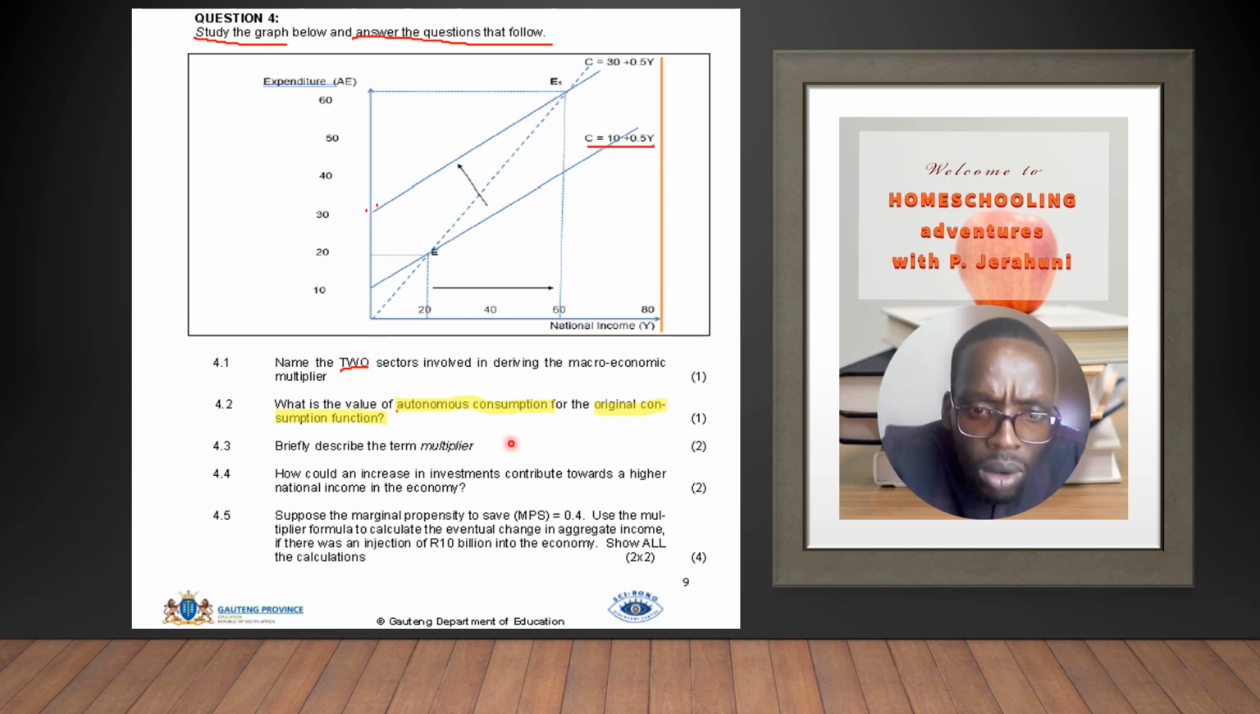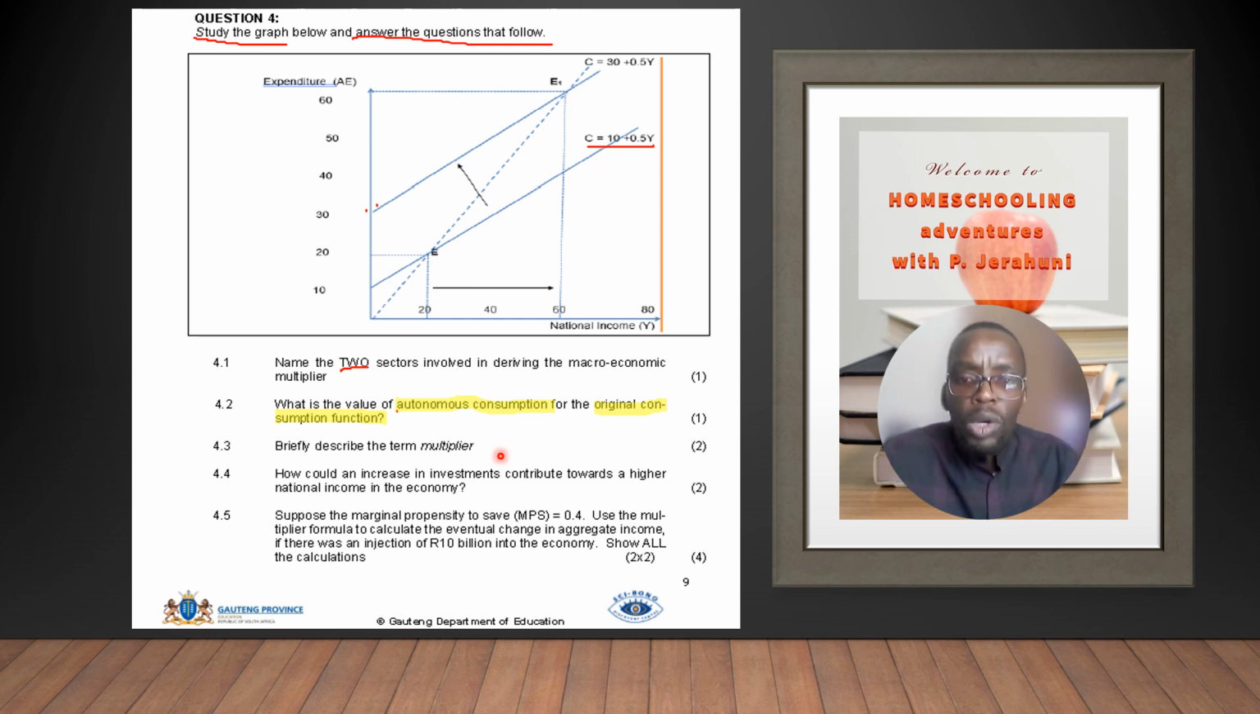So it means your correct answer there was going to be 10 billion. Or someone was just going to write 10. Because I see it's not written billions here, but sometimes if it's written billions or millions or trillions, then learners should always remember to include that in their answer. Okay, right. Then the next one is briefly describe the term multiplier.